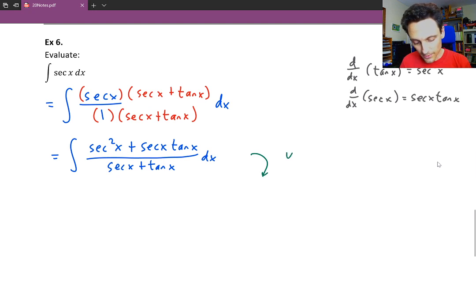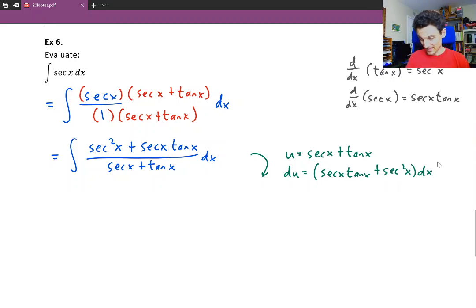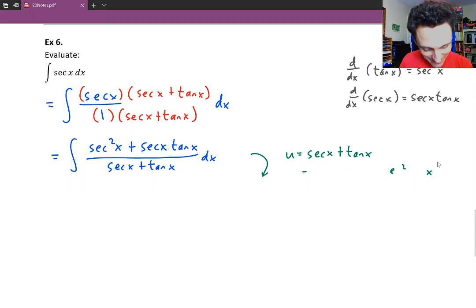We're going to let u equal secant x plus tangent x so that the derivative, the du, is secant x tangent x plus secant squared x dx. And I should have written that in red again. I gotta stop doing that. Let me try that again. Fast forward through this part.